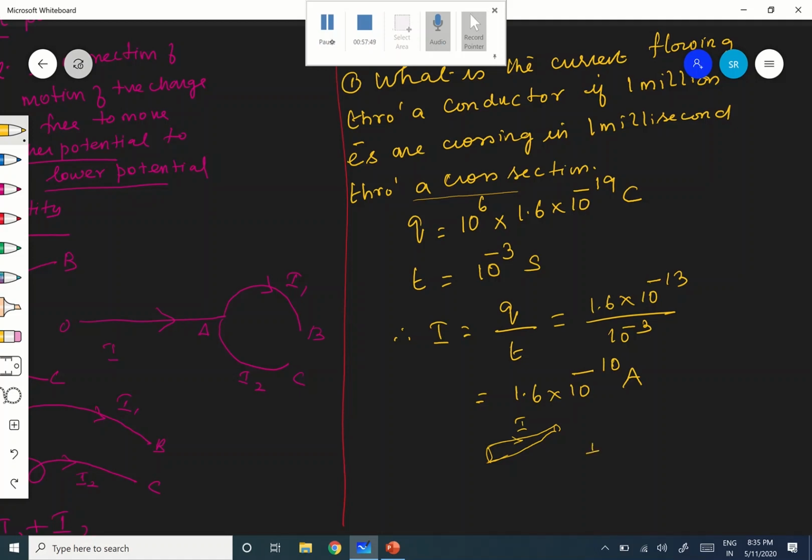Why? Because I is equal to flow of charge per second, dq by dt, and that remains the same irrespective of the cross section. That is why it is in the definition itself: current is the rate of flow of charge through any cross section of a conductor in a definite direction. That is very important. It is not necessary that the cross section of the wire be uniform. Whatever the cross section, the current will be the same, because flow of charge per second remains the same.